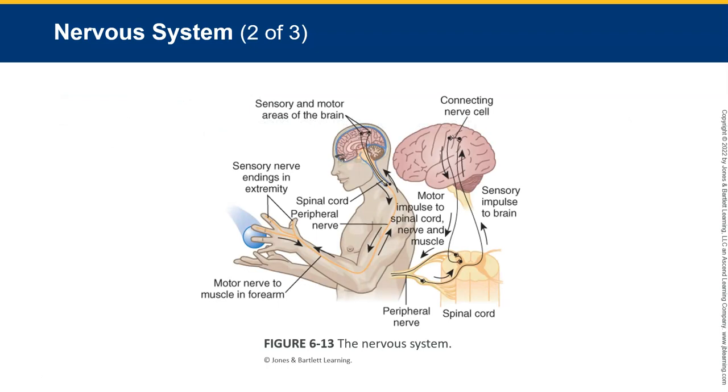Here's kind of what we're seeing. It connects the nerve cells, sensory impulse to the brain, motor impulse to the spinal cord. It's just this loop of these things happening. Motor nerve to the muscle, forearm. It just goes down. So you have these thoughts that happen, and they go down, and stuff happens, actions happen, and then it comes back up that, hey, that hurt, or that was hot. It's just this constant communication.